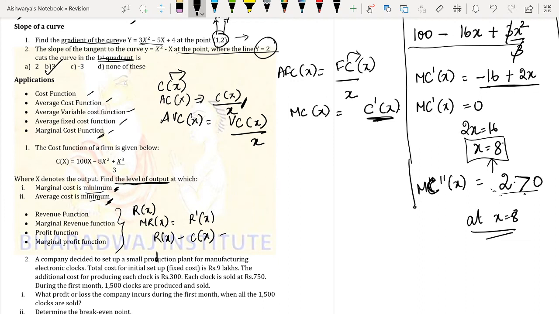Marginal profit function: இதுதான் உங்களோட profit function P of x னு நம்ம சொல்லலாம். Marginal profit function is P dash of x. எந்த ஃபங்க்ஷனையுமே டிஃபரன்ஷியேட் பண்ணிட்டோம்னா we will automatically get the marginal cost function.